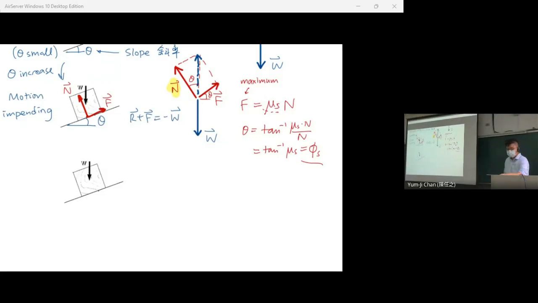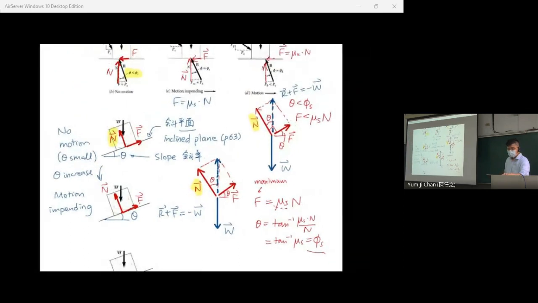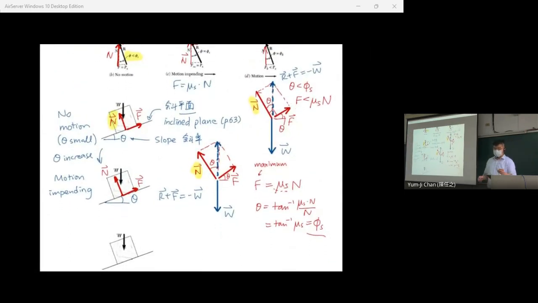Now, where did we stop last Thursday? We stopped on Thursday on putting a block on an inclined plane. So we know the slope of the inclined plane, and we want to determine whether there is no motion impending, or we have motion, which is sliding down, of course. Of course, this is downward.